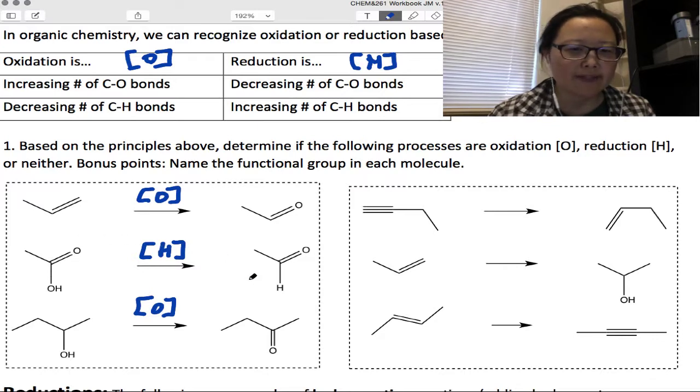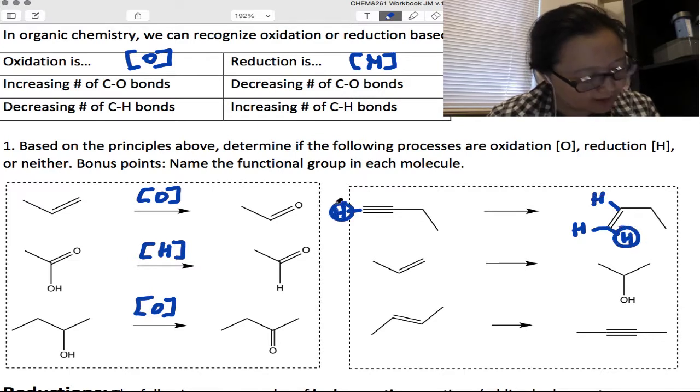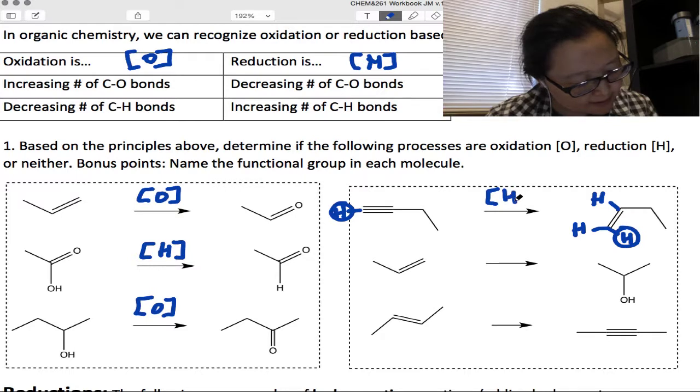and going the other way is reduction. Here we have a hydrogen over here, and here we've added 2 hydrogens that we didn't have before. So here's the one I had before, and then here are some new ones. So I added hydrogen to get an alkene. So this is a reduction.